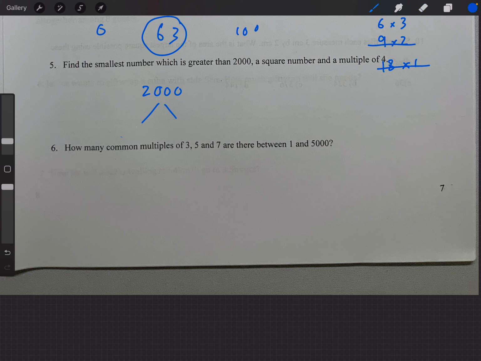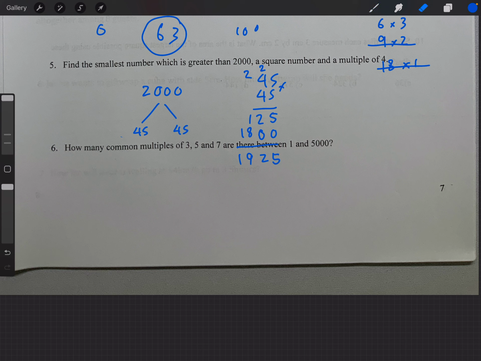So let's try 45. Maybe 45 times 45 will give you close to 2000. So let's try 45 times 45. 5 times 5 is 25. 5 times 4 is 20, plus 2 is 22. Remember, 0. 4 times 5 again is 20. 4 times 4 is 16, 18. Now you add them together, and you get 5, 2, this is 9, and this is 1. So 45 squared is just a little bit less than 2,000, it's 1,925.